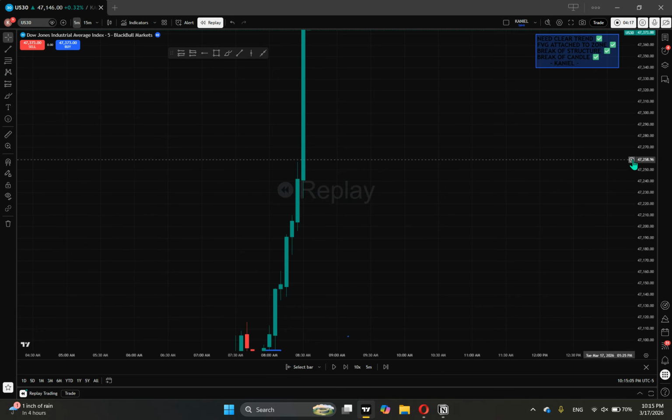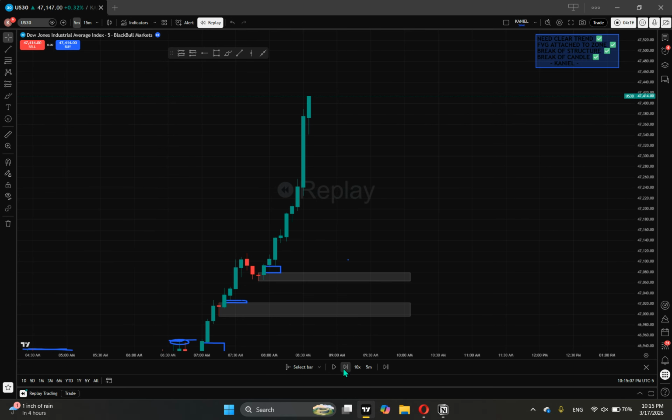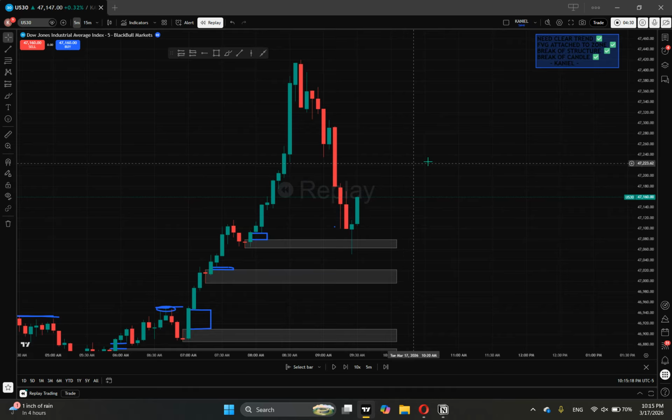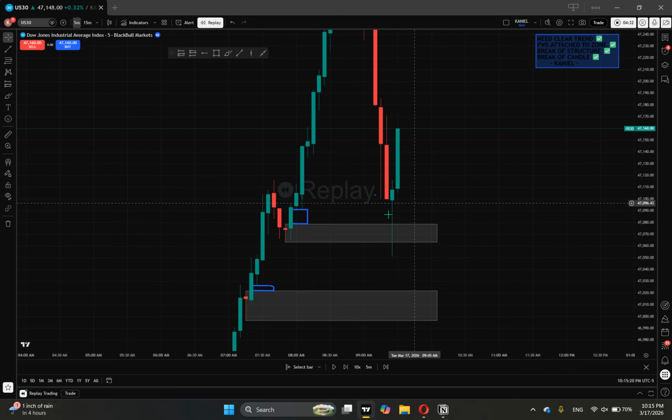So price kept going higher, then started to reject, as you can see. And it basically invalidated this zone. So we would not be looking to take this trade because the candle didn't stay inside the zone.